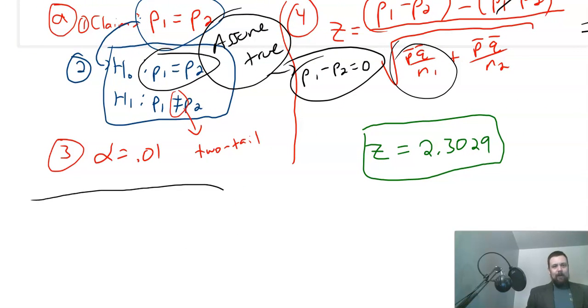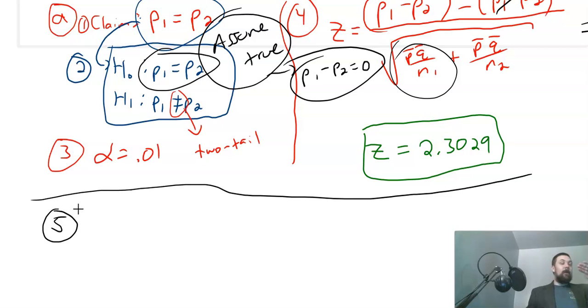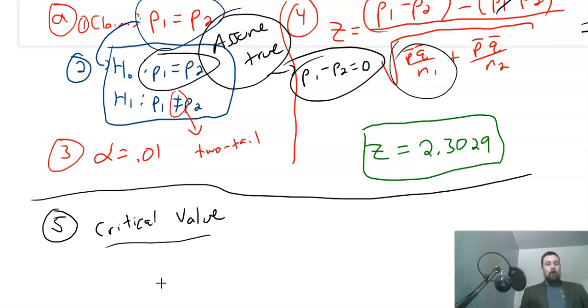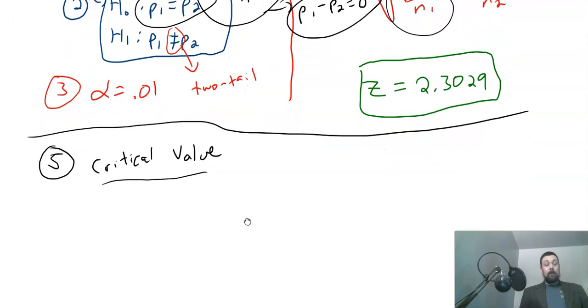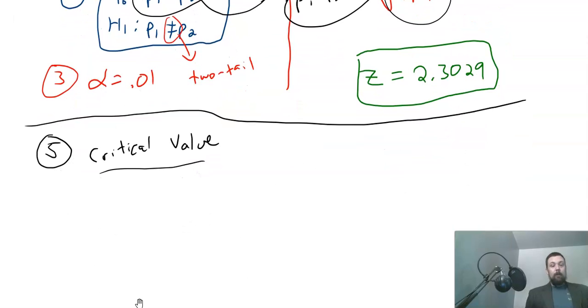All right. Next step, critical value. And we're just back on track to what we already learned how to do in Chapter 8. Everything from this point on is the same as what we were doing before. Critical value, in this case, we have to take alpha and divide it by 2 because it's a two-tailed test, right? So take alpha, divide it by 2. That's going to be 0.01 divided by 2, which is going to give me 0.005.